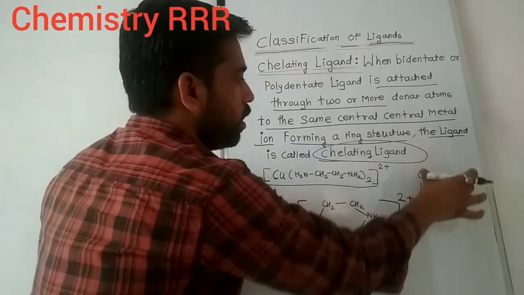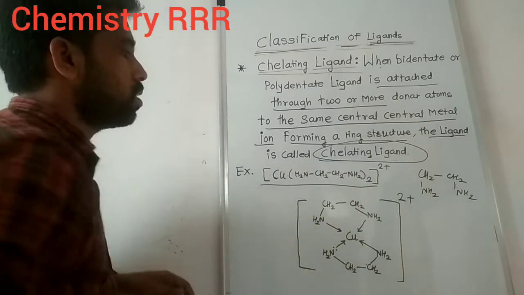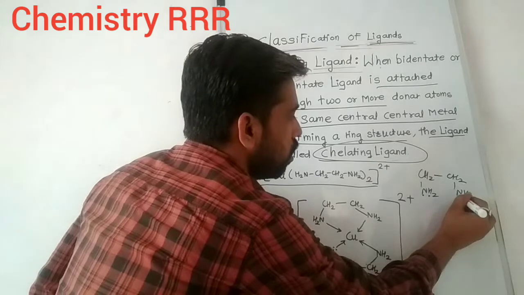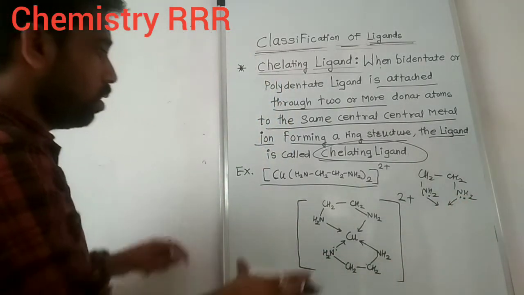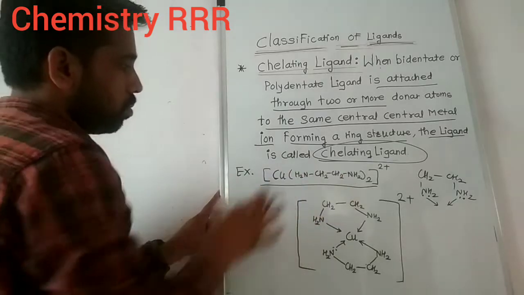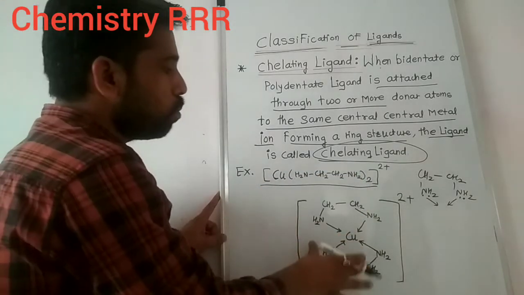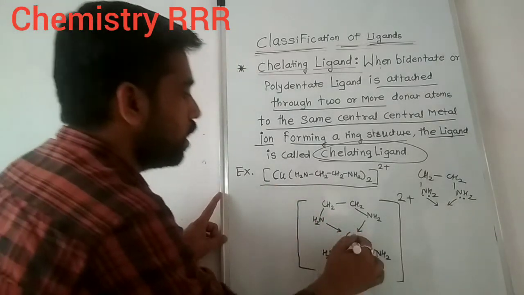This is the ethylene diamine. In this structure the ligand is ethylene diamine. It is a bidentate ligand. So in this complex, two molecules of ethylene diamine form the chelates around copper, the central metal atom.